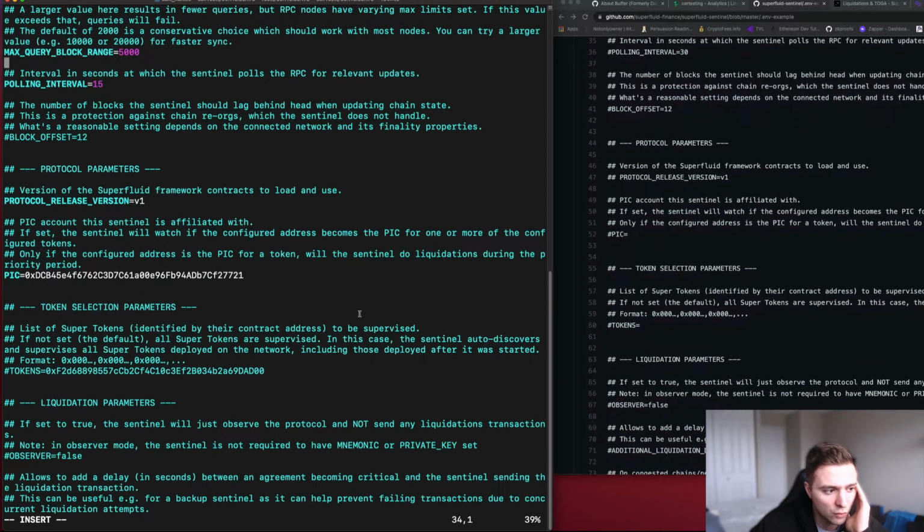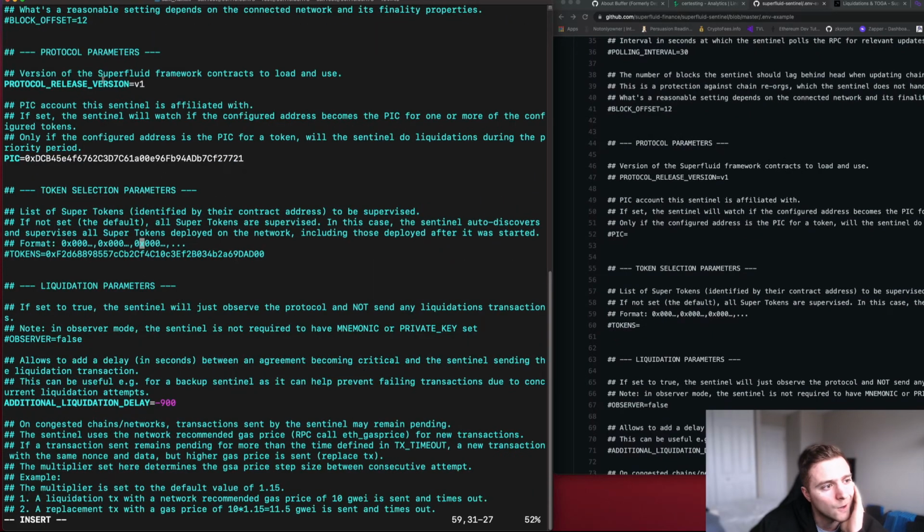And then in terms of protocol parameters, we've got the protocol release version. In our case, we're going to use v1 for the Superfluid contracts. We also have a PIC account we can set.